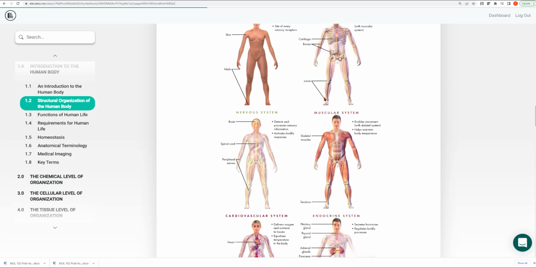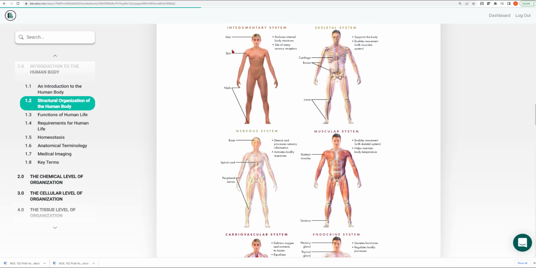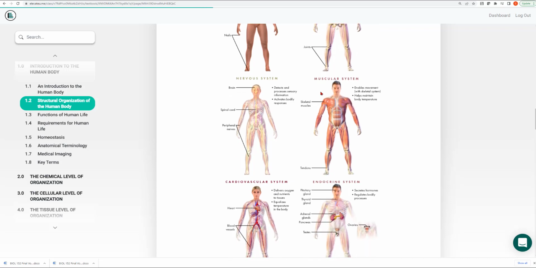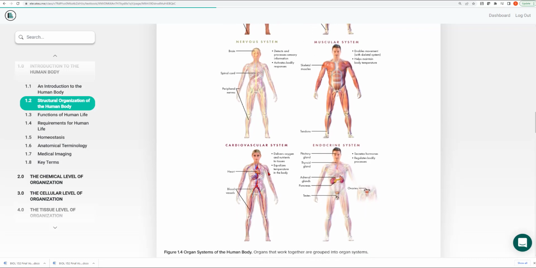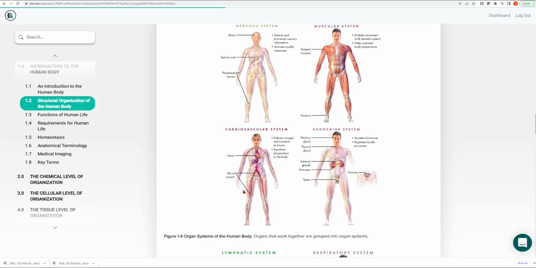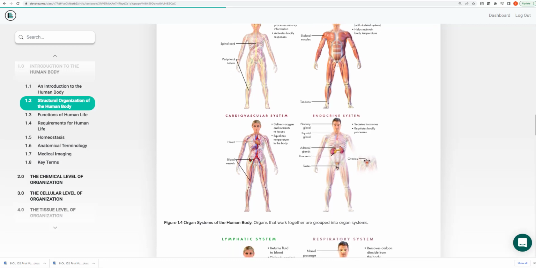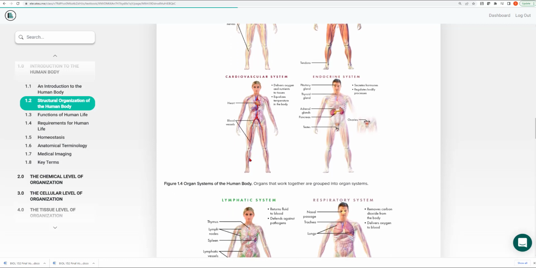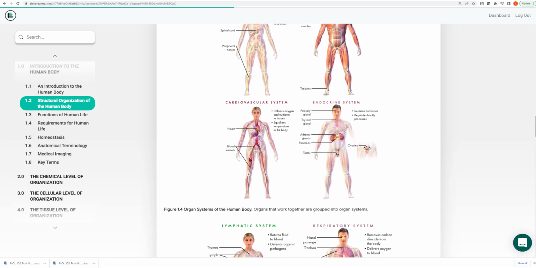Okay? Right now, though, what you need to be able to do is, when you see one of these images, recognize what system it is. So when you see all the bones, that is the skeletal system. When you see all the muscles, that's the muscular system. When you see the heart and the blood vessels throughout the body, that is the cardiovascular system. So make sure you can recognize these systems. Also, for now, make sure you also know 2 additional things. I want you to also know the main organs of these systems.